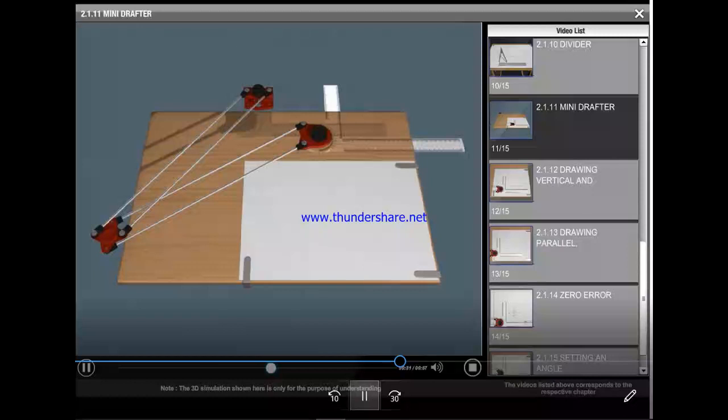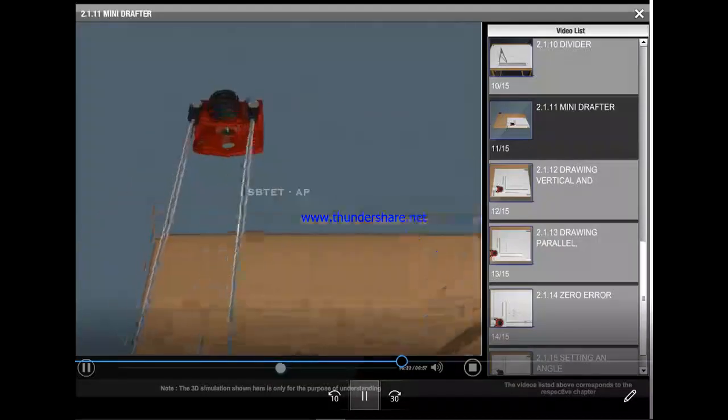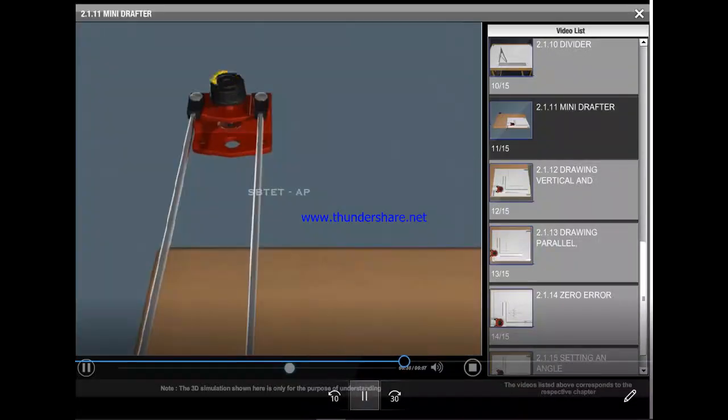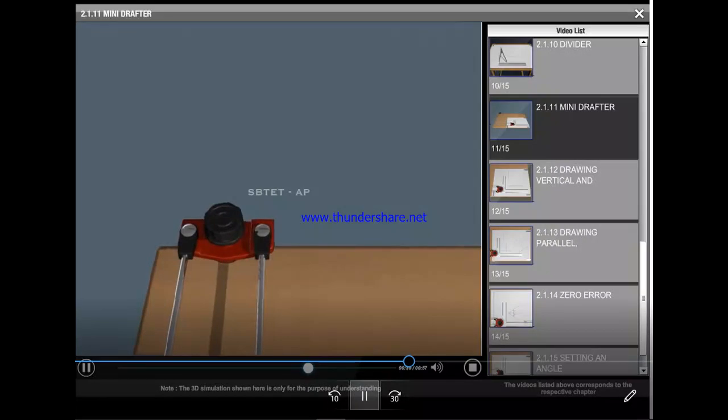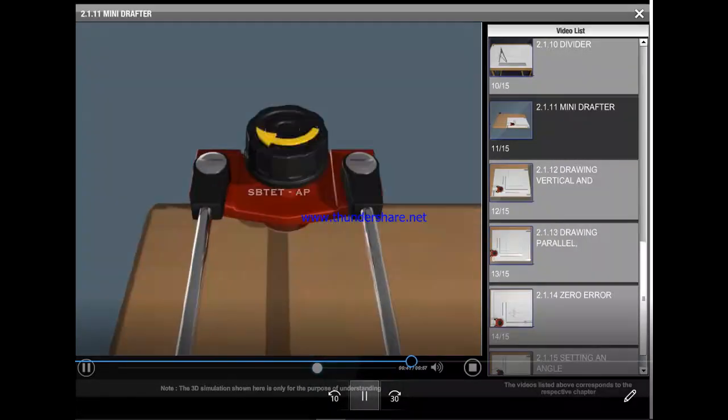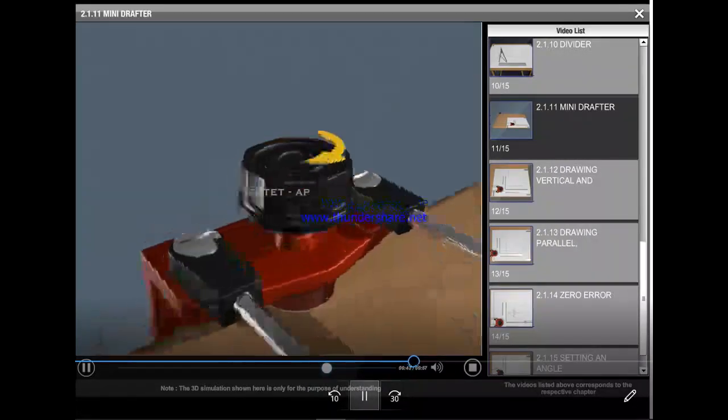Before using a mini drafter, care should be taken that the mini drafter head is firmly locked at one corner of the drawing board.